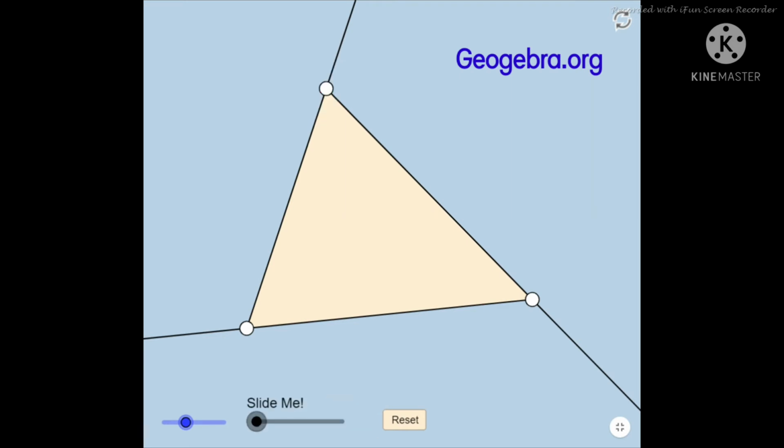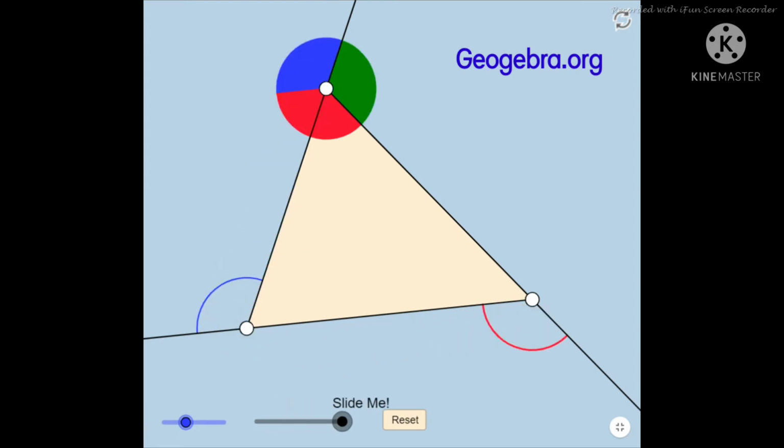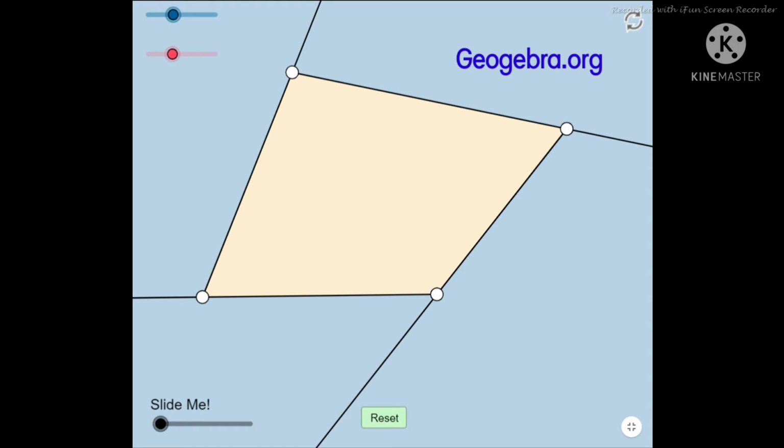Just we have to slide it and you can see how the angles are adding up to 360 degrees. So the sum of the 3 angles is 360 degrees. Now let's see the same thing for a quadrilateral.